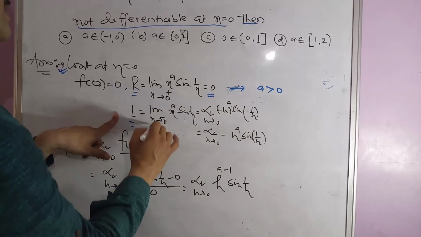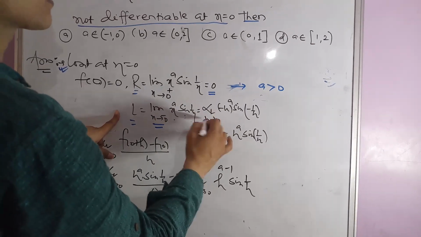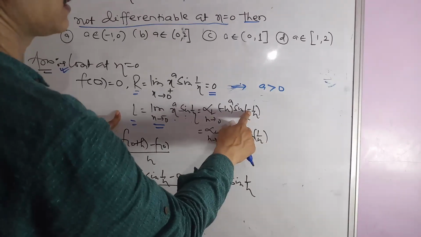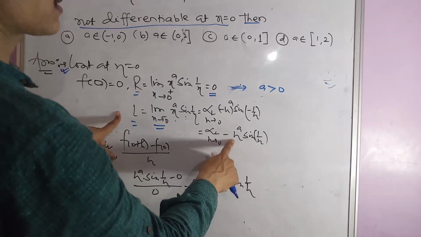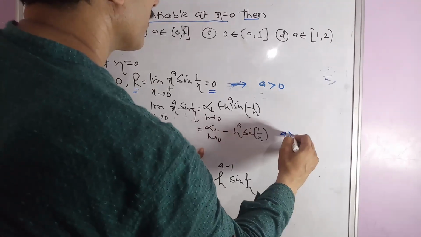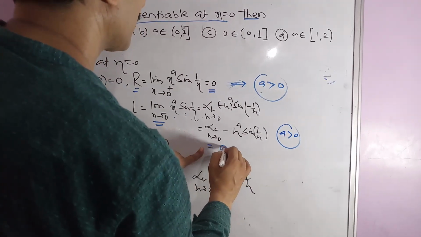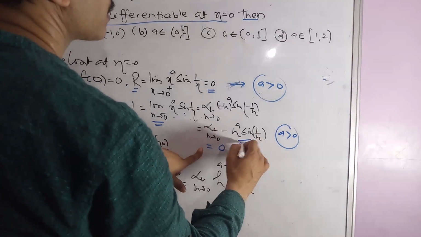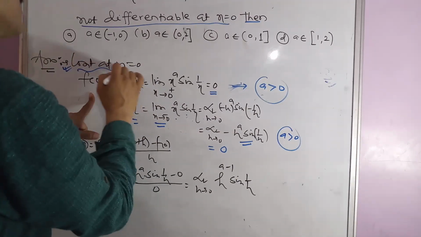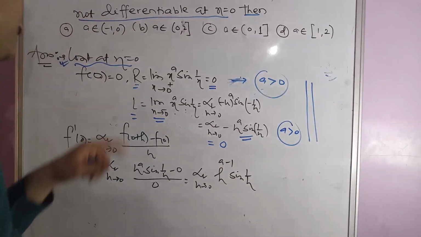Similarly, the left hand limit x tends to 0 minus of x to the power a sine 1 by x becomes limit h tends to 0 of minus h to the power a sine minus 1 by h, which has a minus sign here, minus h to the power a sine 1 by h. Again, if a greater than 0, in such case this becomes equal to 0, otherwise the limit does not exist. So the function is continuous at x equal to 0 when a must be greater than 0.